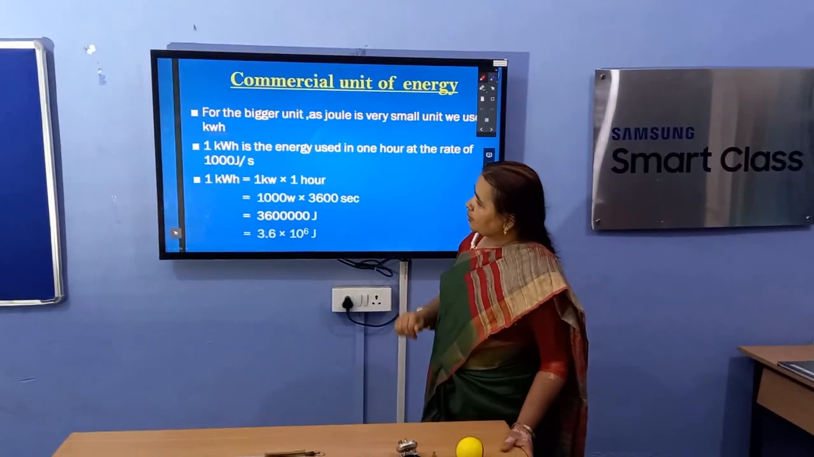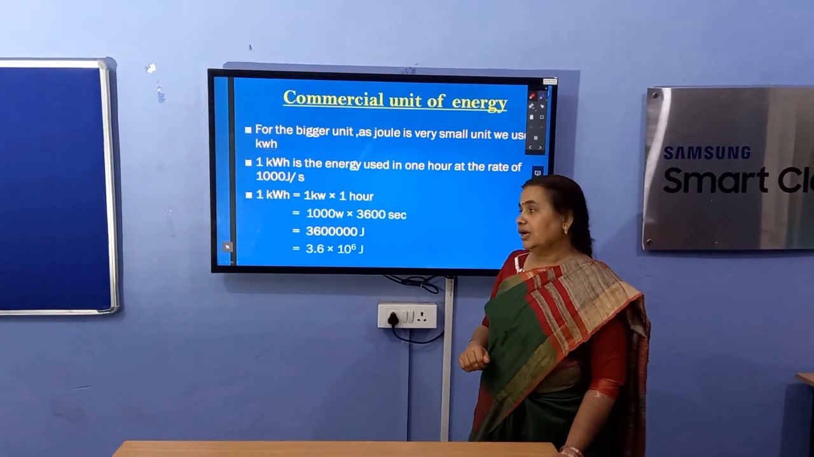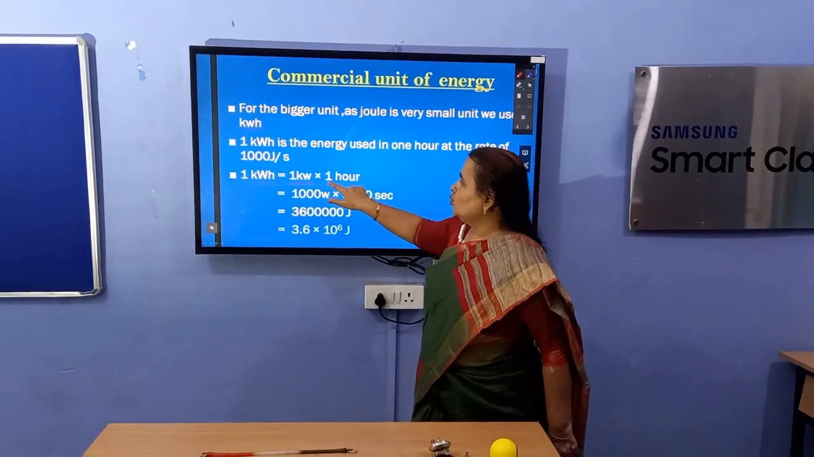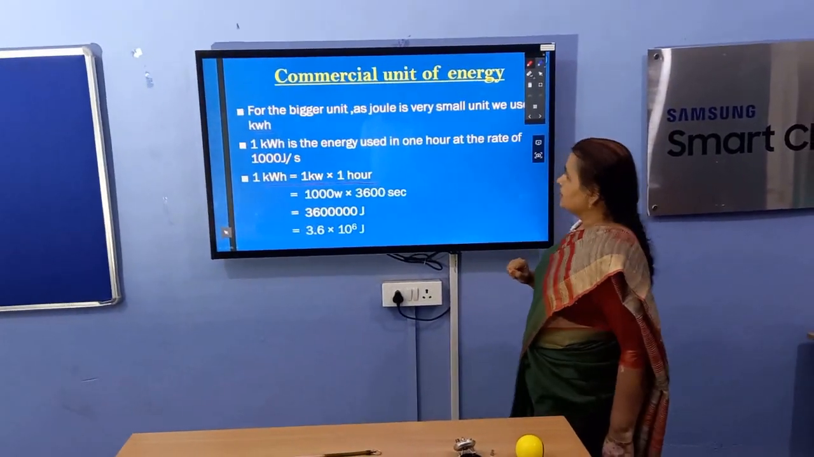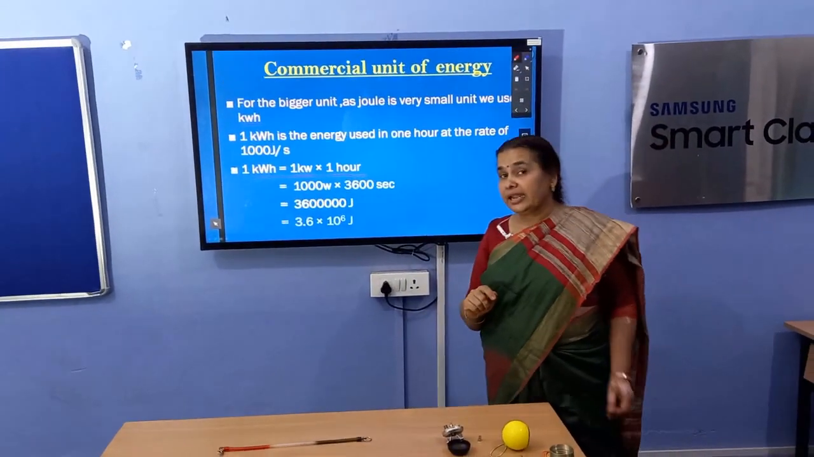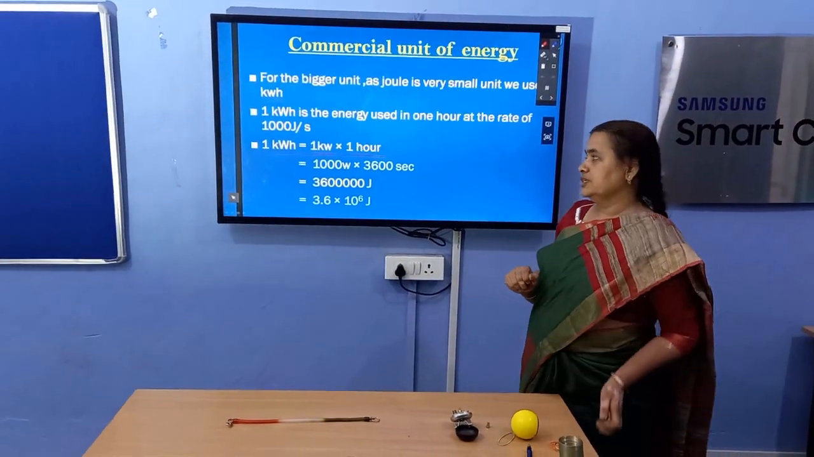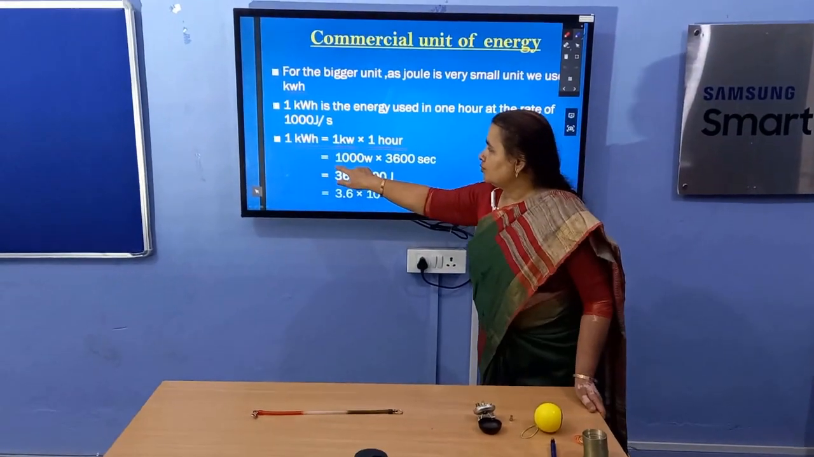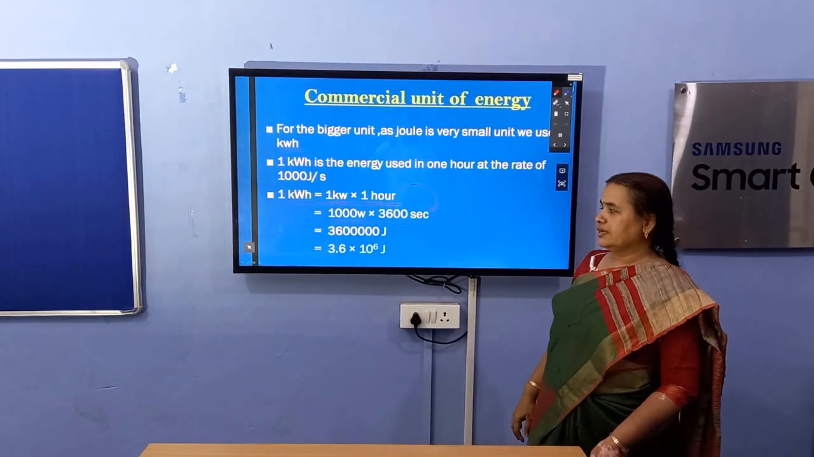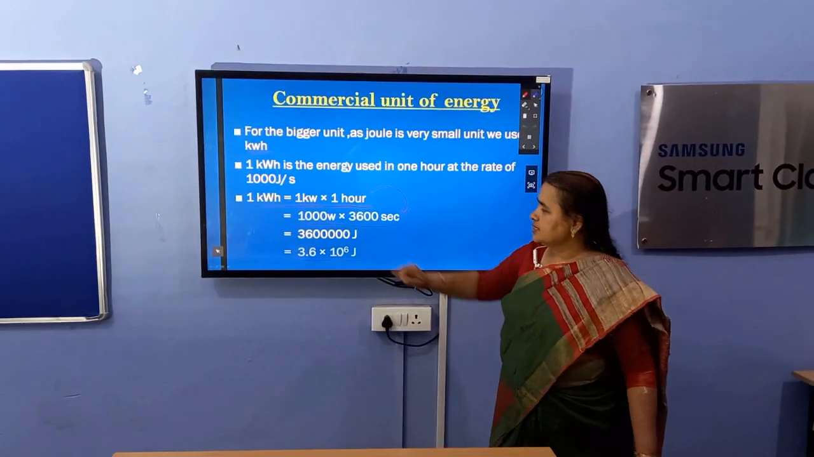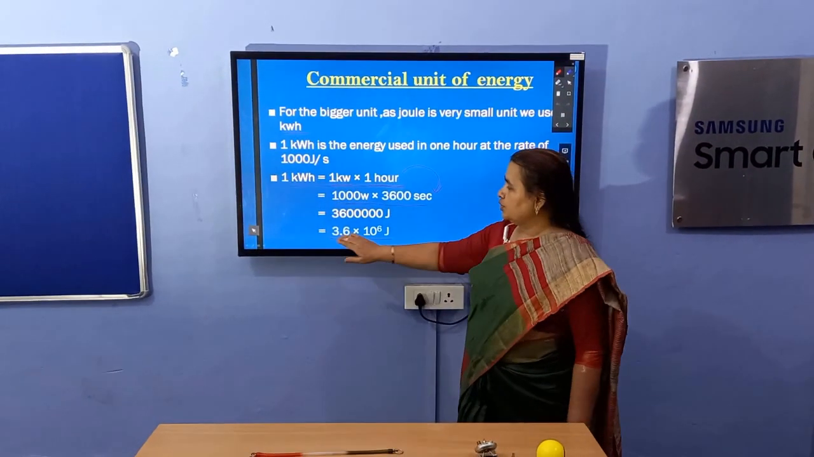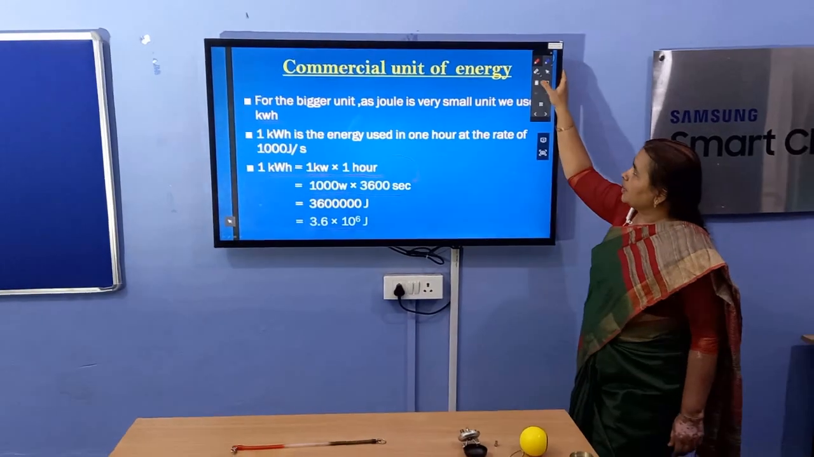Let us calculate what is the value of 1 kilowatt hour? For 1 kilowatt hour, 1 kilowatt into 1 hour. That means 1 kilowatt hour is the energy used in 1 hour at the rate of 1000 joule per second. So this is 1000 watt. How many seconds are there in 1 hour? 3600 seconds. So it becomes 3.6 into 10 to the power 6 joule. So 1 kilowatt hour is equal to 3.6 into 10 to the power 6 joules.